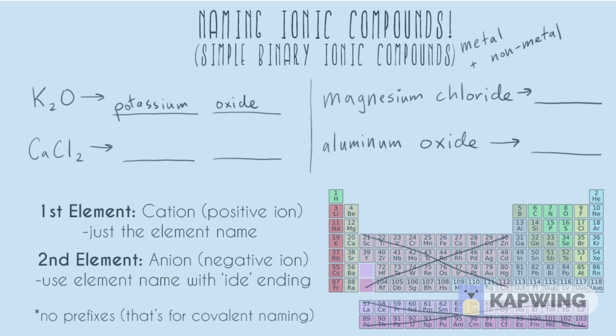So we completely erase how many of each element we have going from chemical formula to name, which is going to make it a little bit harder when we're going from name to chemical formula. But before we do that, let's do one more example.